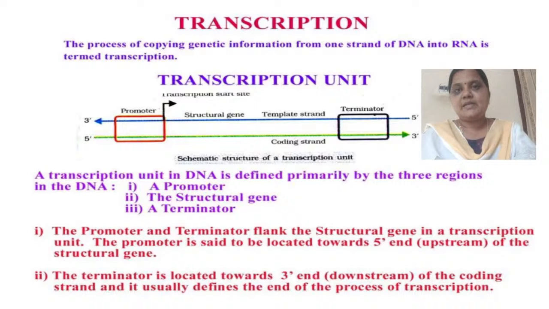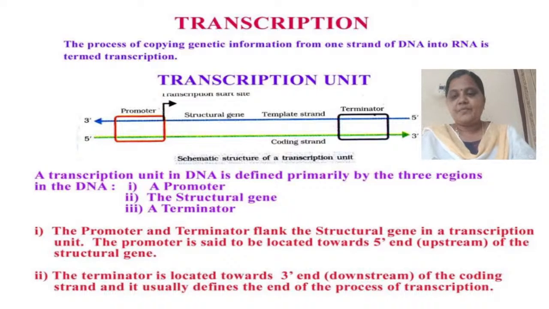Next, the terminator is located towards the 3' end, downstream. This terminator is located in the downstream 3' end of the coding strand, and it usually defines the end of the process of transcription.